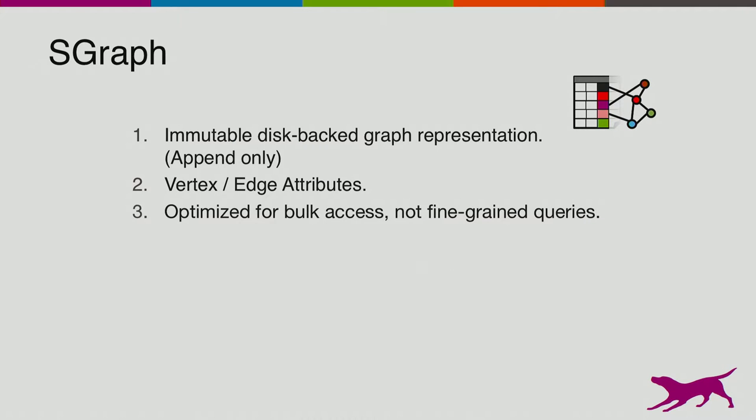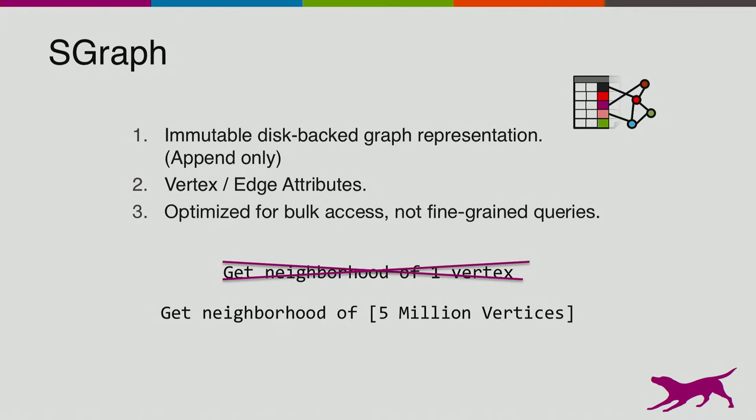SGraph is built as an immutable, disk-backed graph representation. It can store arbitrary attributes on vertices and edges. It is optimized for bulk access, but not for fine-grained queries. When you compare SGraph to graph databases like Neo4j or Titan, which support fine-grained queries, say, give me all the neighbors of this single vertex, SGraph is not built for that. It is not optimized for small, fine-grained queries. However, it is built for making batch queries really efficient. A query like getting the neighborhood of 5 million vertices instead of one vertex will be very efficient using SGraph.